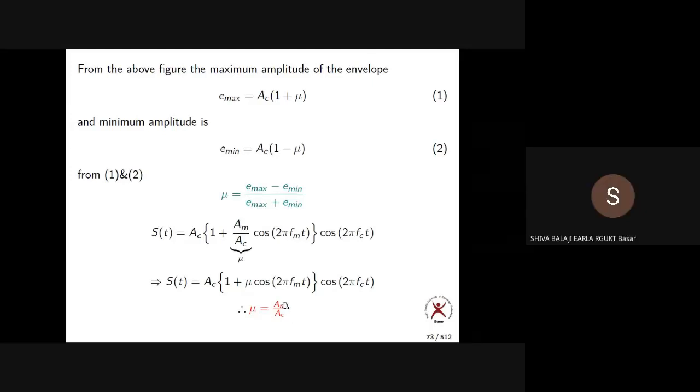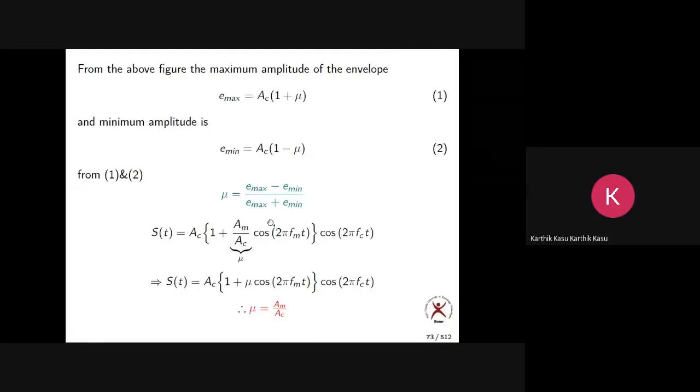Amplitude of the message signal. What is AC? Amplitude of the carrier signal. Okay, so remember these two formulas. Now, this is about calculation of modulation index. Any doubts here? How did mu equal AM by AC come about?